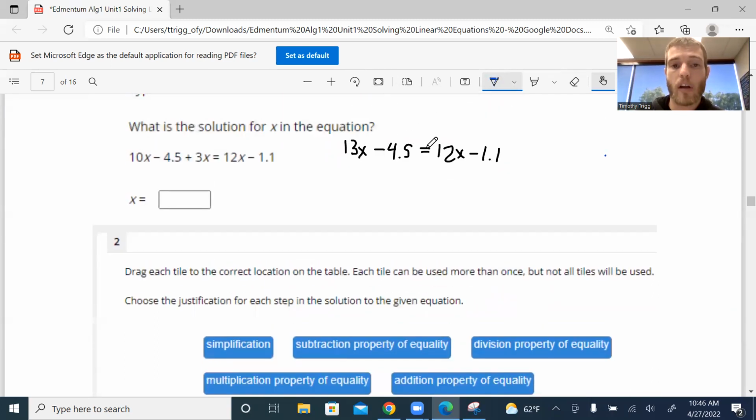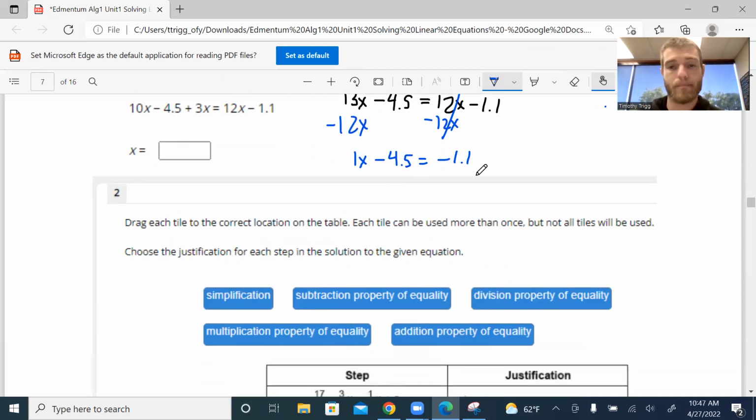My next step here, I've got x's on both sides of the equation. I generally don't like that. So I'm going to go ahead and subtract 12x on both sides of the equation, giving us 13x minus 12x is 1x. You don't have to put the 1, but here I do. Negative 1.1. Okay, go ahead and see if you could solve it from there.